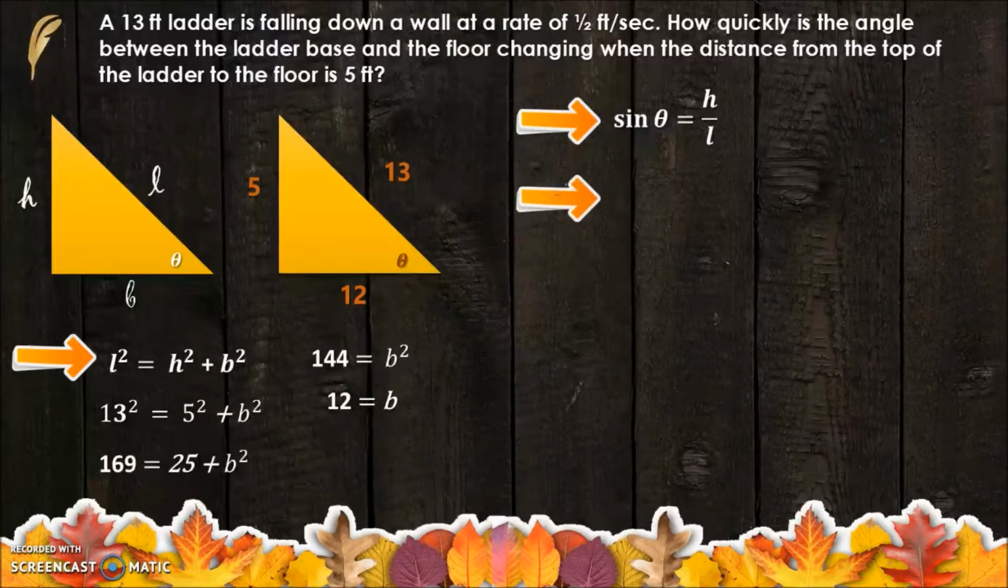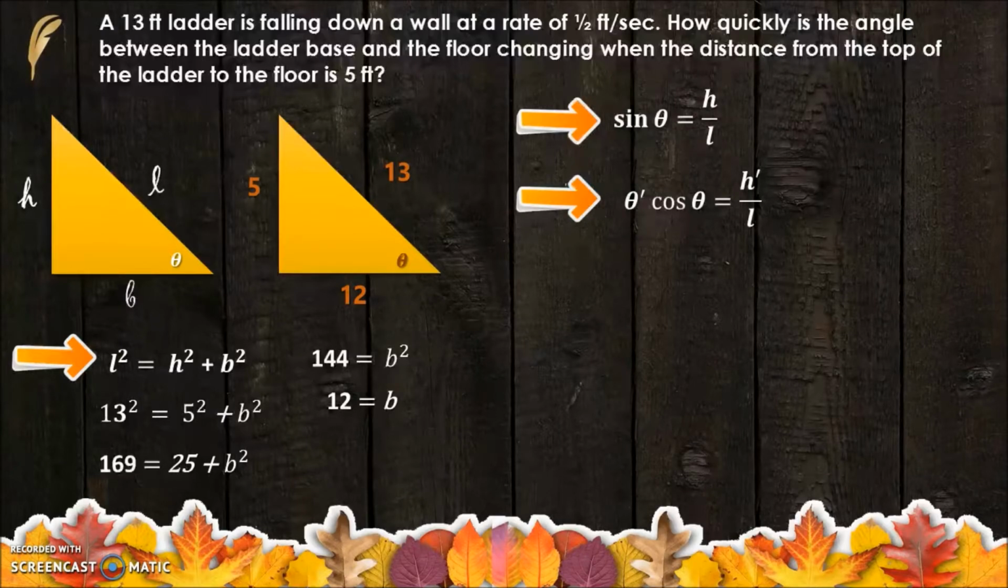So we know that the derivative of sine of theta is cosine of theta. And the derivative of theta is going to be theta prime, so we're going to pull that theta prime to the front. And then it's going to be equal to h prime over L, and we just take the derivative of h because we know that L is a constant, because L is not changing. We know that the ladder is 13 feet, and those 13 feet are not going to change because the ladder is going to stay the same. It's not going to get bigger, it's not going to get smaller.